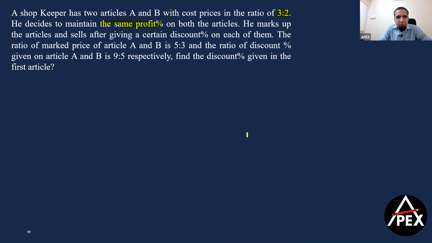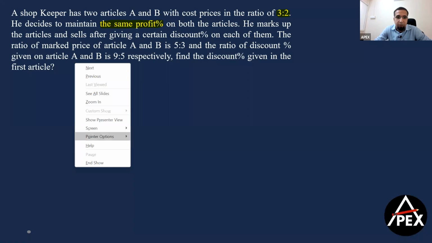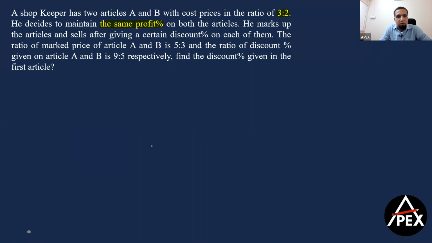Now this is the most important keyword in the question: same profit percentage on both the articles. He marks up the articles and sells after giving a certain discount percentage on each of them. Fair enough. The ratio of mark price of the articles is 5:3 and the ratio of discount percentage given is 9:5. And the question asks us to find the discount percentage given on the first article.